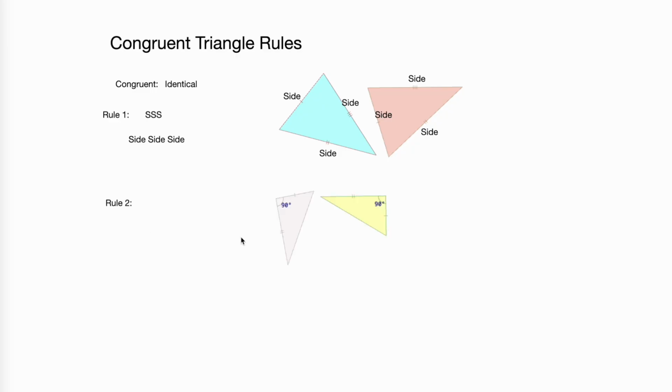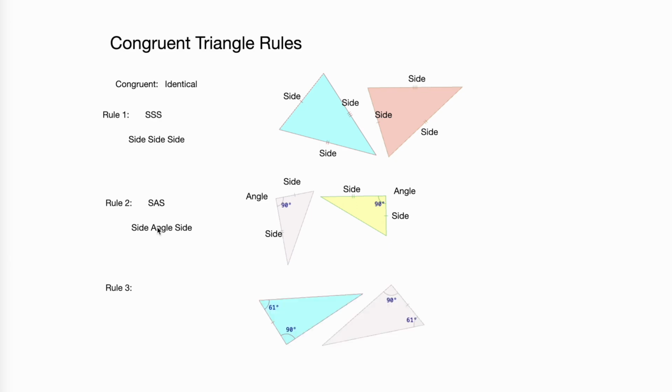Rule number two: if we have something like this, notice that I've got two sides and the angles between the two sides are congruent. It's called side angle side. If this side is congruent to that side, and the angle is congruent to that angle, and the last side, this side is congruent to this side, and notice the angle is between them in both cases, then it's side angle side.